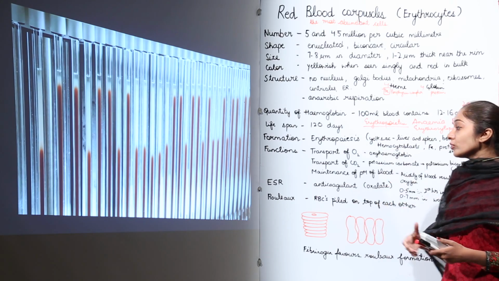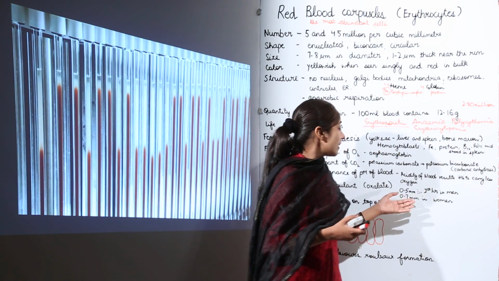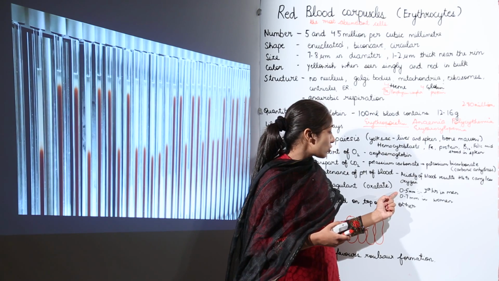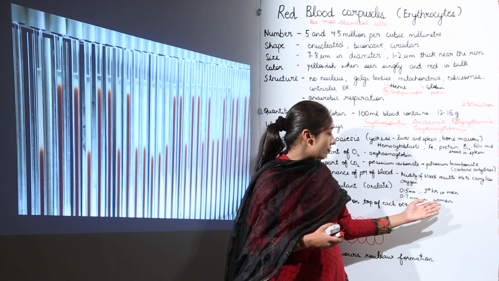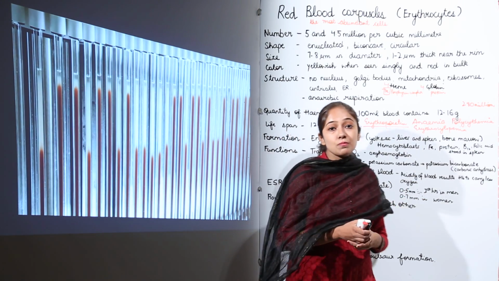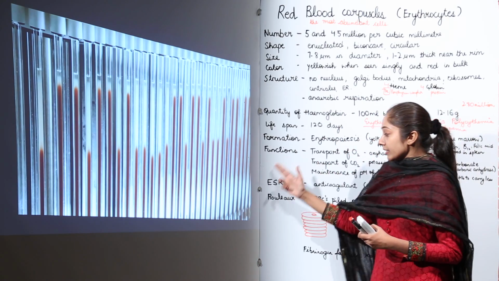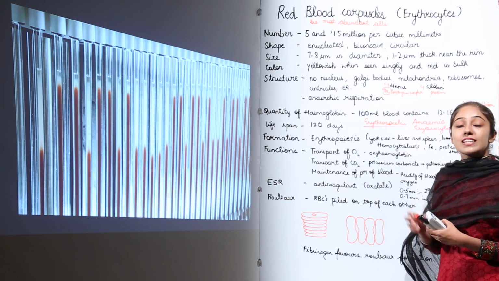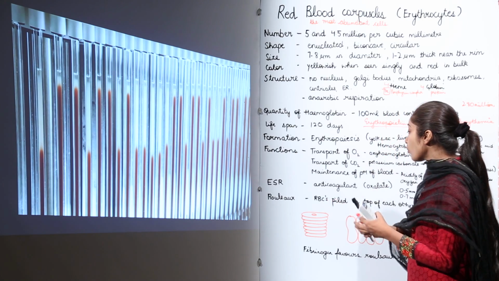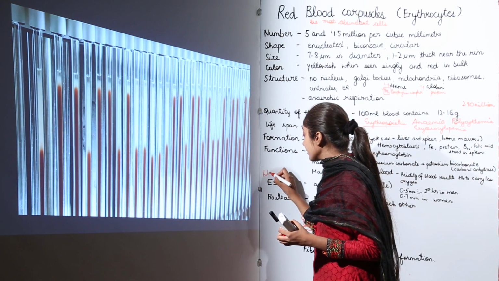If you talk about the erythrocyte sedimentation rate, in the first hour in men it is 0 to 5 millimeter, and in women it is 0 to 7 millimeter. Now this method of measuring the erythrocyte sedimentation rate is also known as the Westergren method.